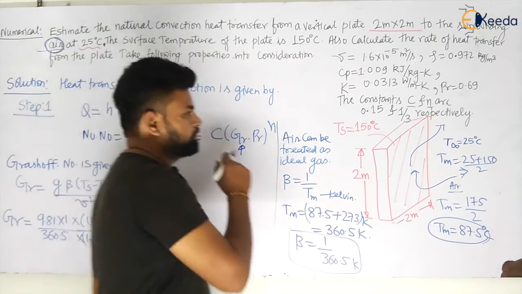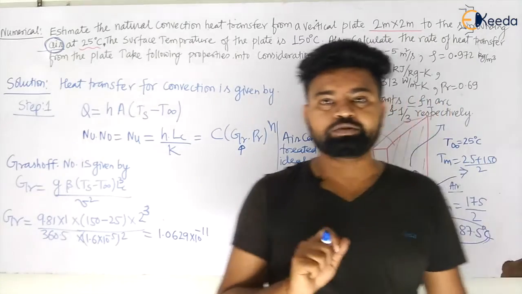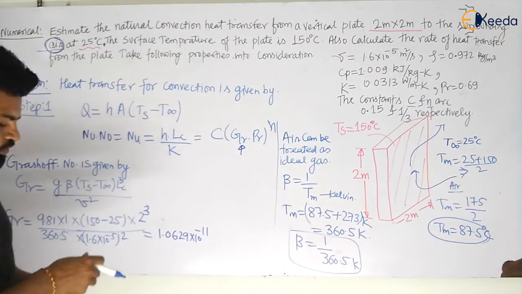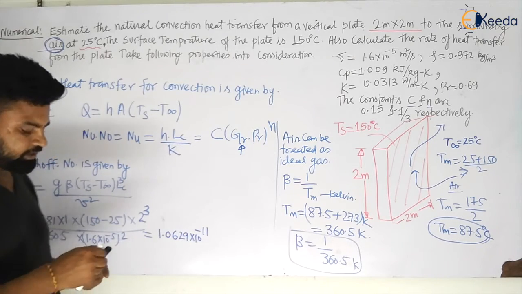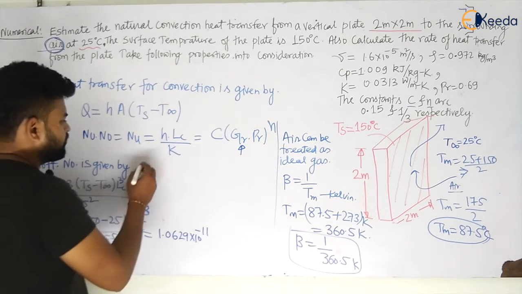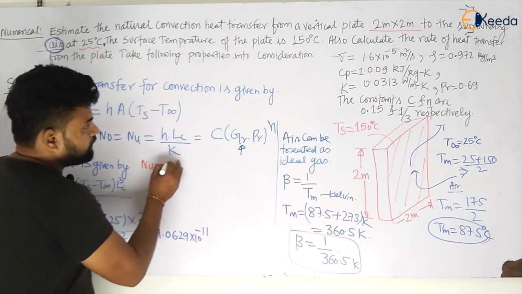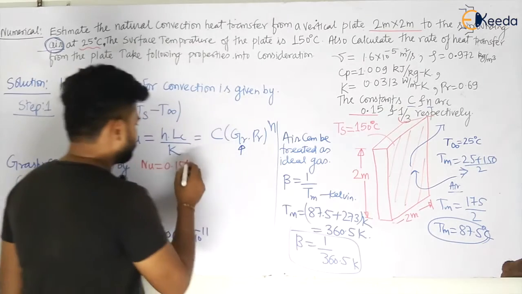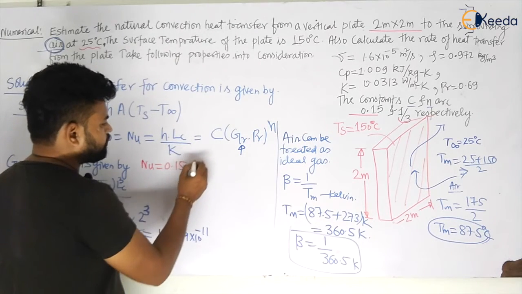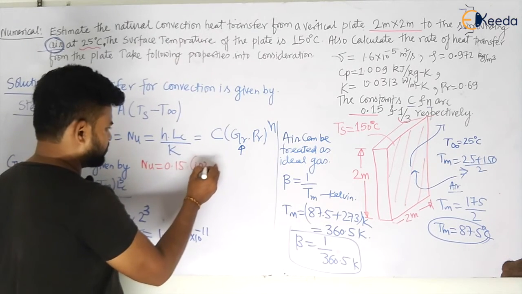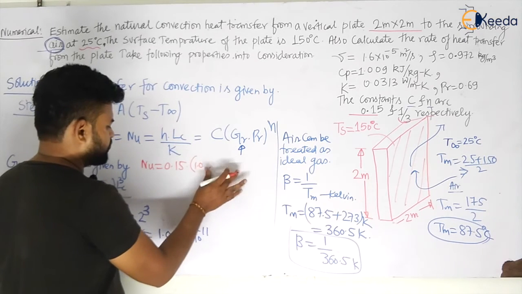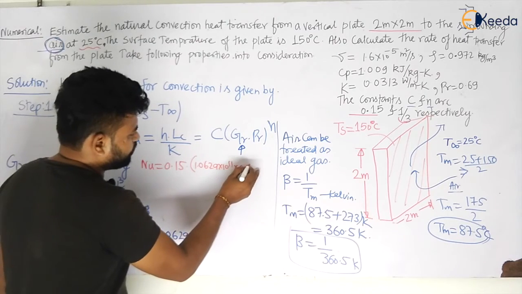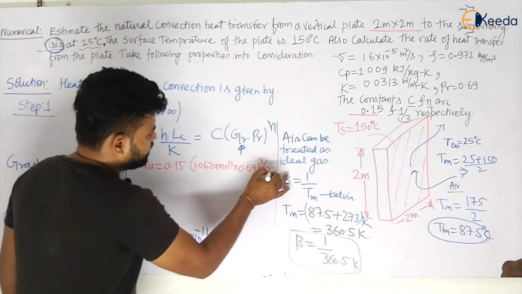Now you know the Grashof number and you know C and N values. So can we calculate the Nusselt number now? Yes, we can calculate the Nusselt number. So let us calculate the Nusselt number, my dear students. The Nusselt number will be given by C, which is given to be 0.15, my dear students, and N is given to be 1 by 3. So C into Gr, which is 1.0629 into 10 to the power 11, multiplied by Pr, 0.69 to the power 1 by 3, my dear students.